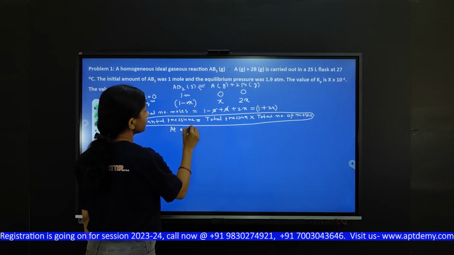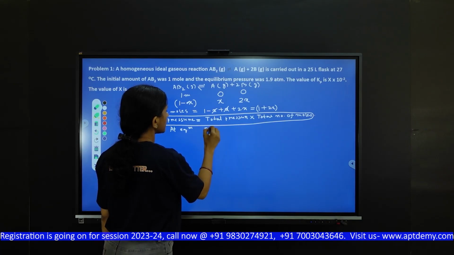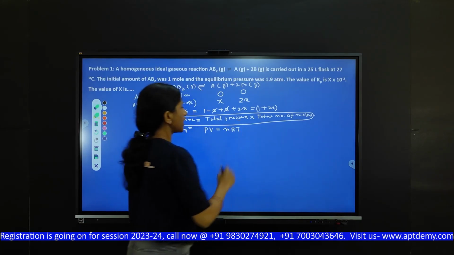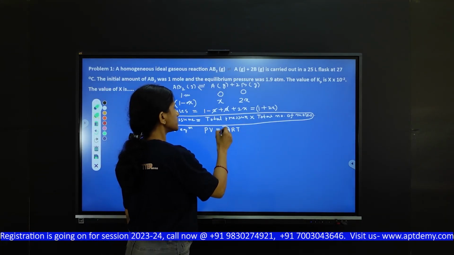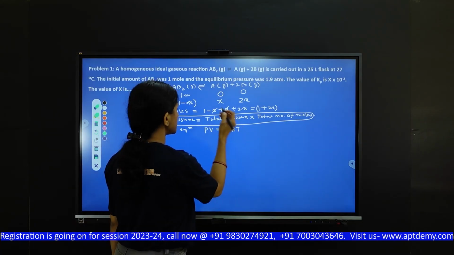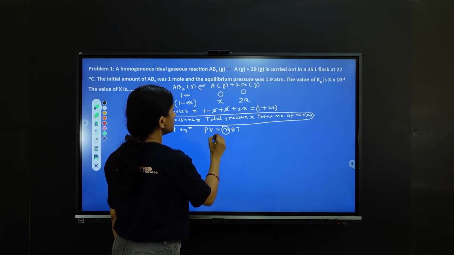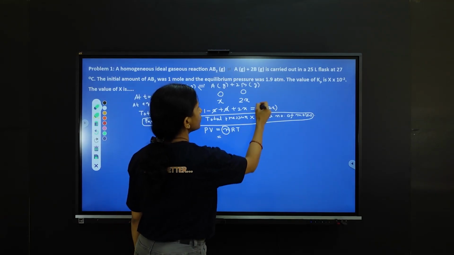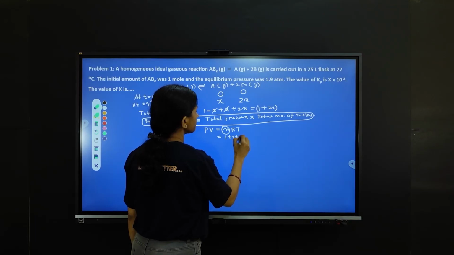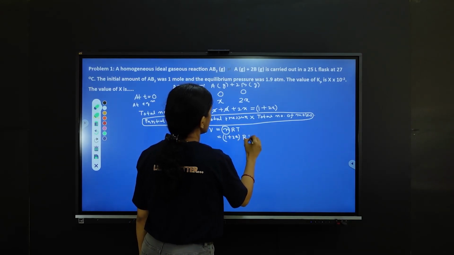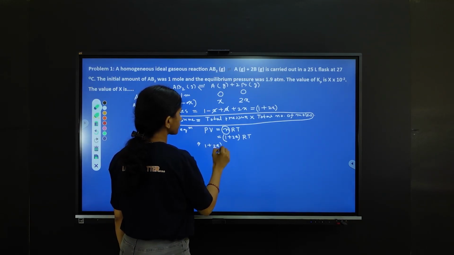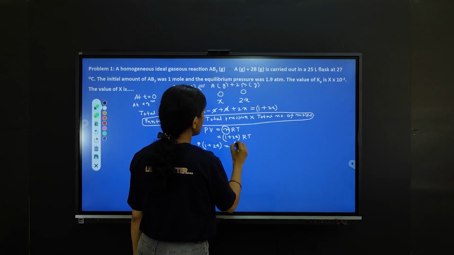Before that, what can we write? At equilibrium, for an ideal gas, PV is equal to nRT, we know that, where n is the number of moles, P is the pressure, V is the volume, R is the ideal gas constant, and T is the temperature. So in place of n, we have found that the total number of moles is 1 plus 2x, times RT. This gives 1 plus 2x as PV by RT.